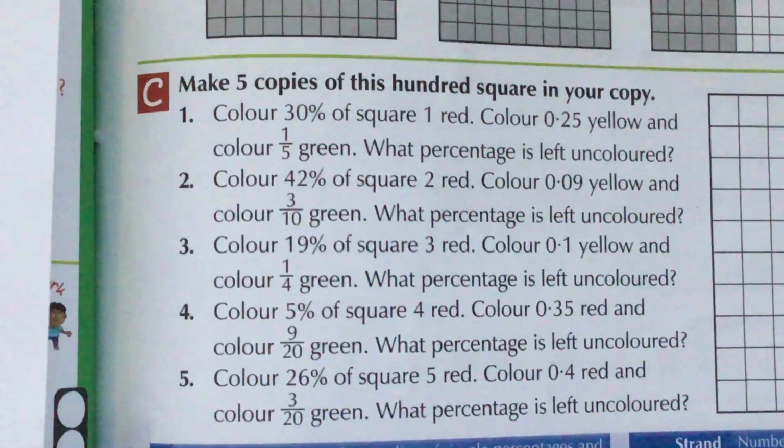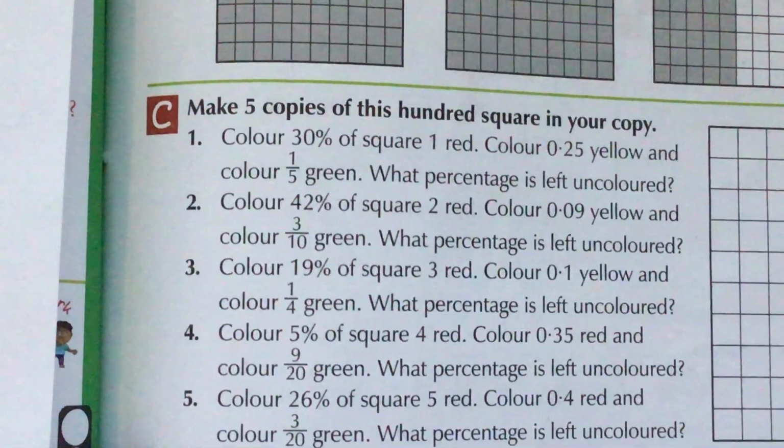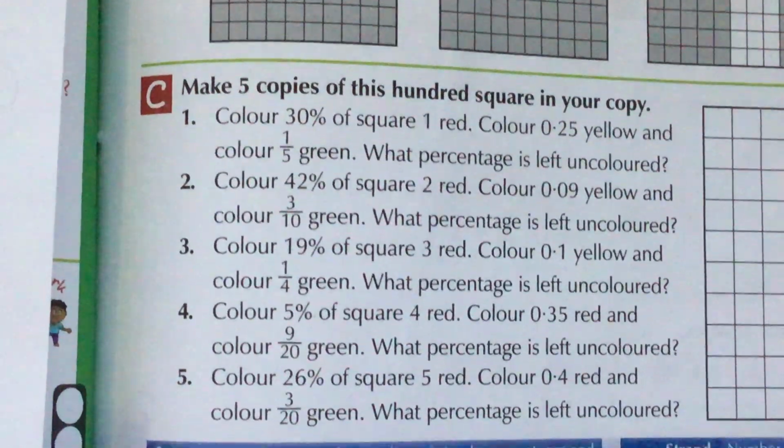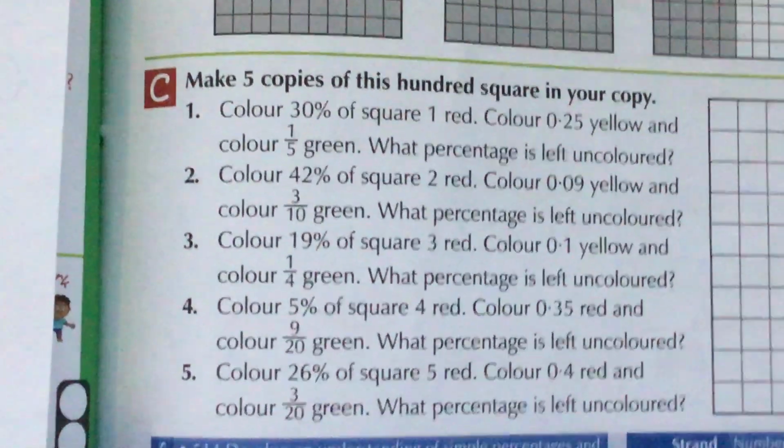Lastly, square 5. Square 5 is 26% is red, 0.4 is yellow. Again, they've made a mistake, and 3/20 is green. So we start again.